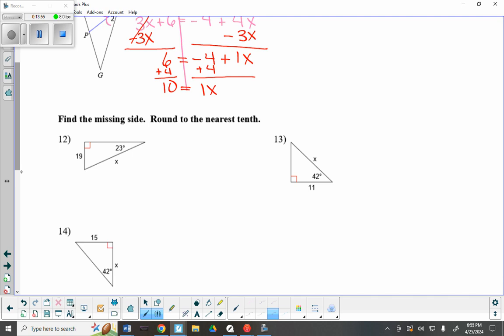All right, let's look at the next one. We're back to triangles here, and it says find the missing side. But now in this example, we do not know two of the sides. We only know one side, and we're looking for the other, but we do know an angle. So this will be a problem that we need to use trig, which is SOHCAHTOA.